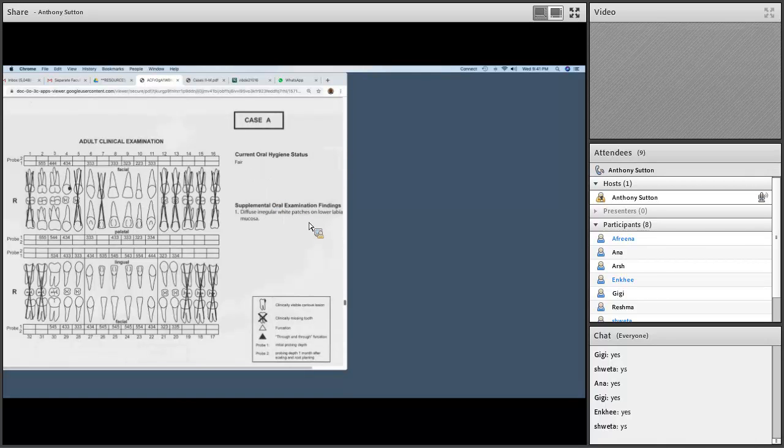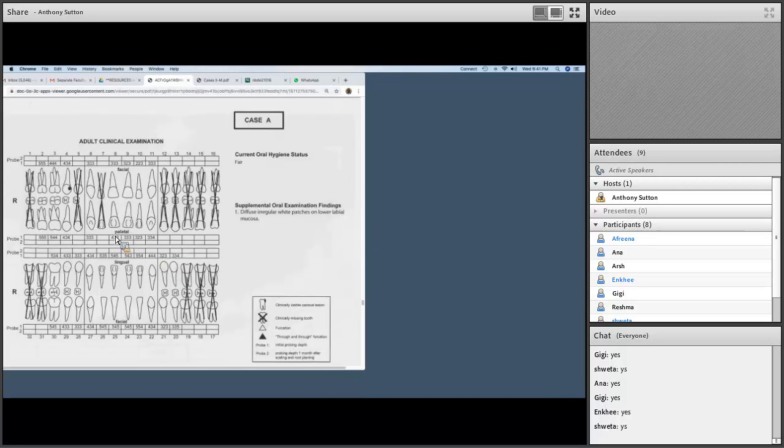The other findings, which is going to be under the supplemental oral examination findings, is that we have diffuse irregular white patches on the lower labial mucosa. What do you guys think that is? Diffuse irregular white patches on lower labial mucosa. Based on the two pages that we've looked at so far, the first page and this page, we know that he has a history that might contribute to that.